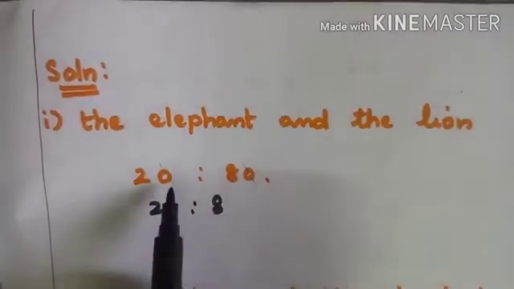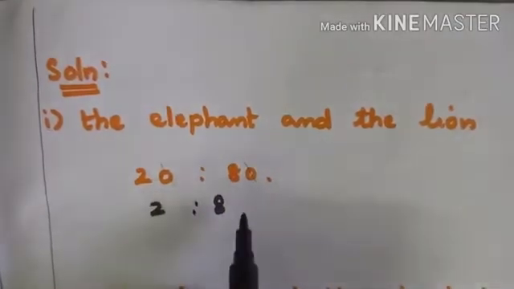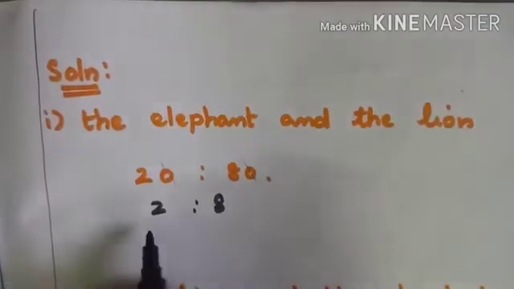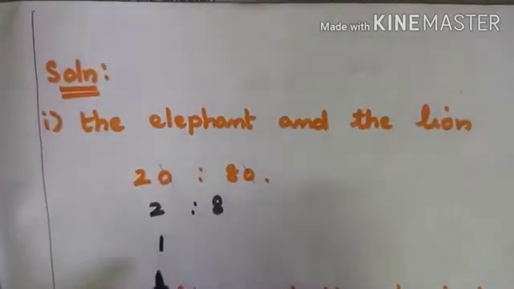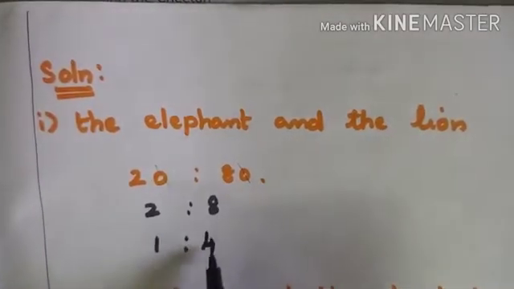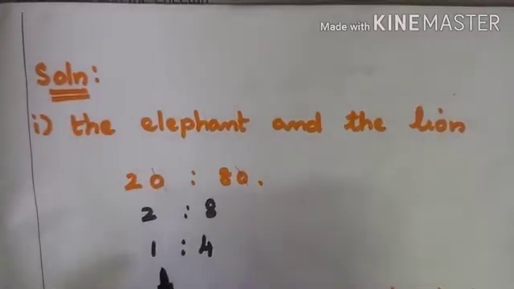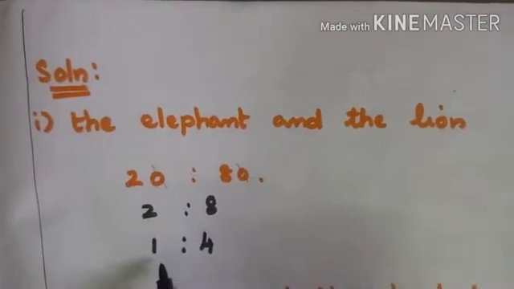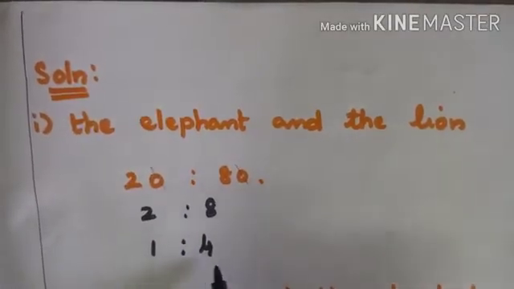Now, we have struck the 0, 0 at the end. Now this number becomes 2 is to 8. Now this also we can strike it in 2 table. 1 2 is 2 and here 4 2s are 8. Therefore, what is the answer? The simplified form is 1 is to 4.